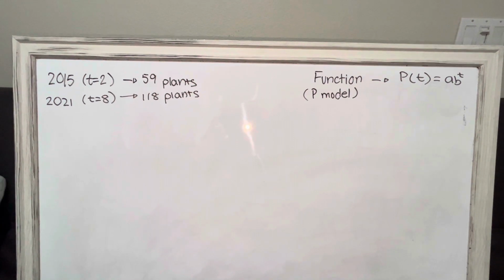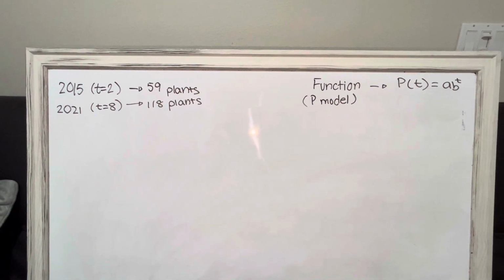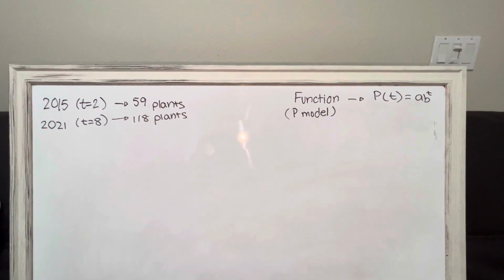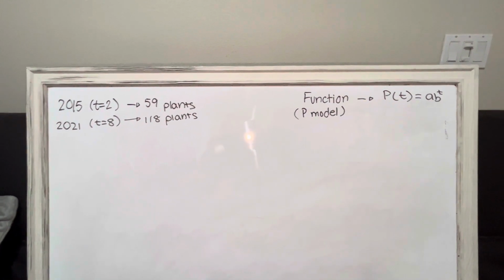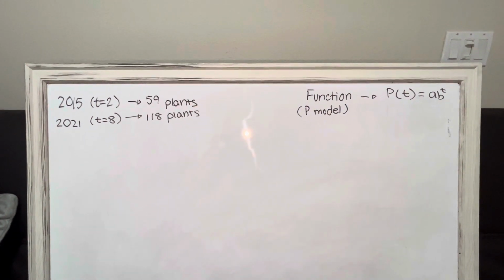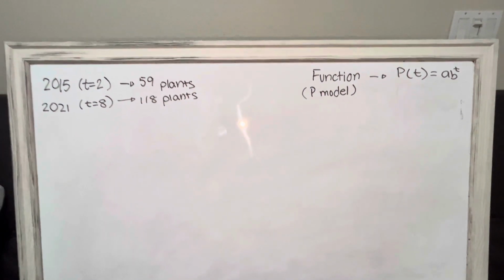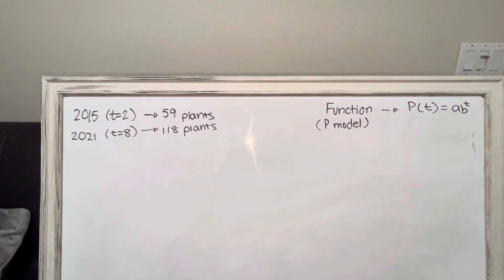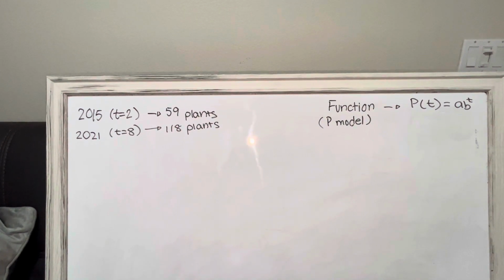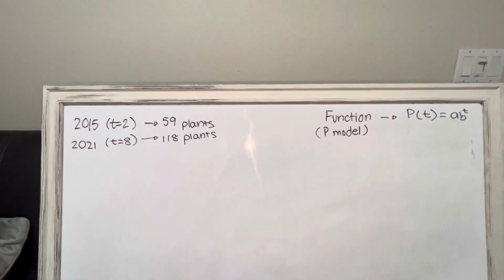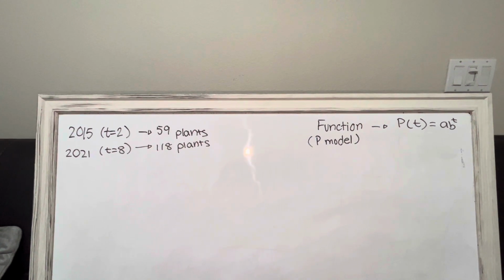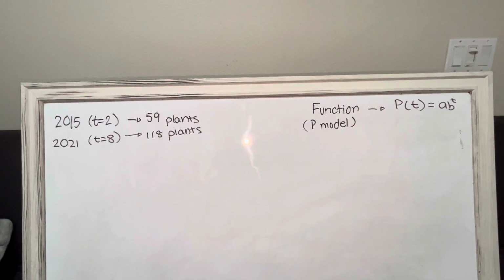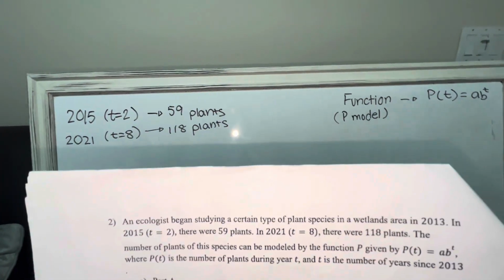An ecologist began studying a certain type of plant species in a wetlands area in 2013. In 2015, t equals 2, there were 59 plants. In 2021, which is t equals 8, there were 118 plants. The number of plants of this species can be modeled by the function p, given by p of t equals a times b to the power of t, where p of t is the number of plants during year t, and t is the number of years since 2013. Here is the explanation if you need to see it.